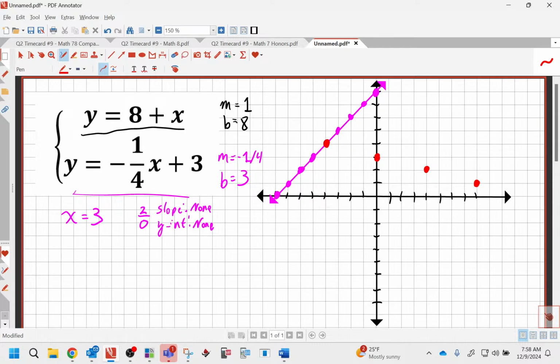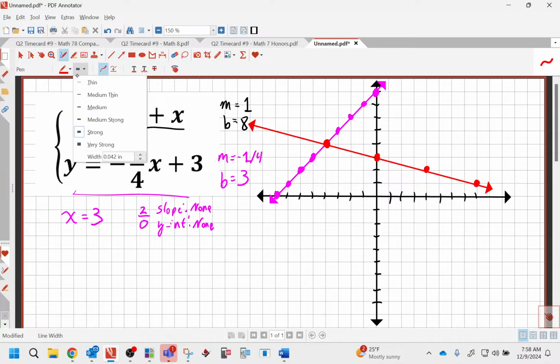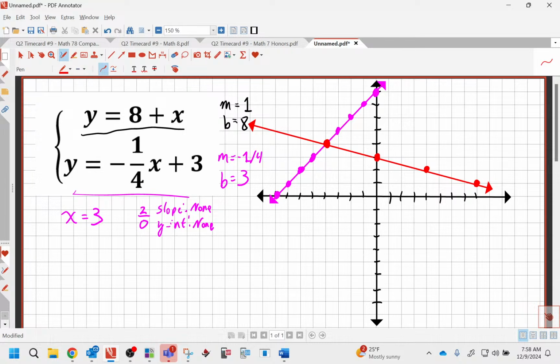Up 1, left 4, and that's when I hit the dot right there. That's the solution. Your level 2, guys, is I'll give you this picture. You don't have to graph anything. I'm just going to give you this picture, and you're going to tell me what the solution is. Okay, that's your level 2.